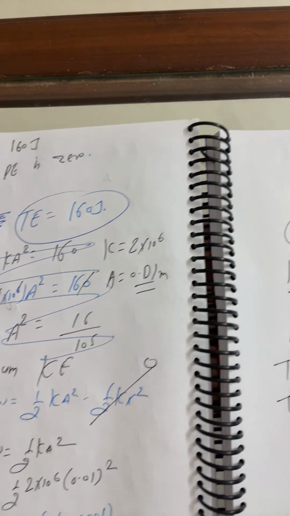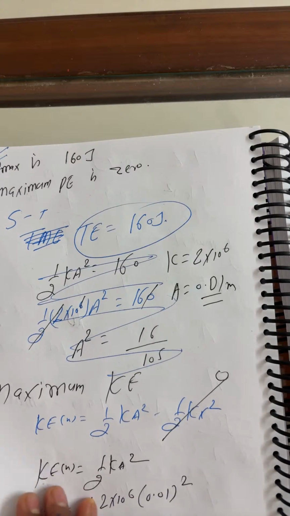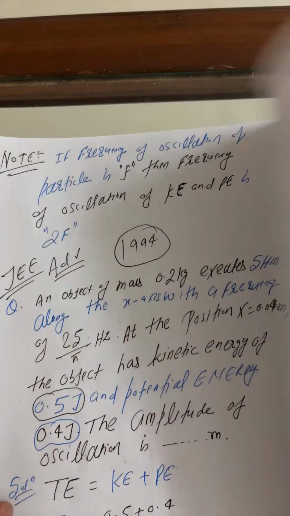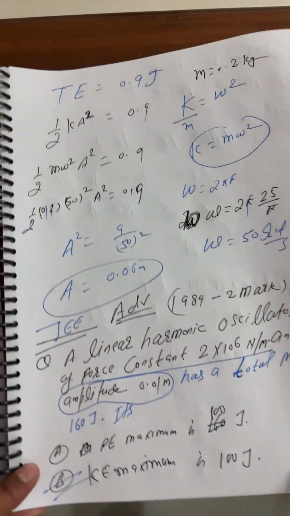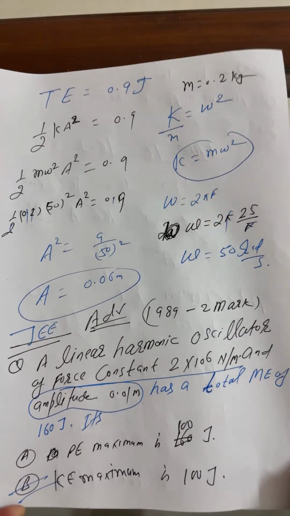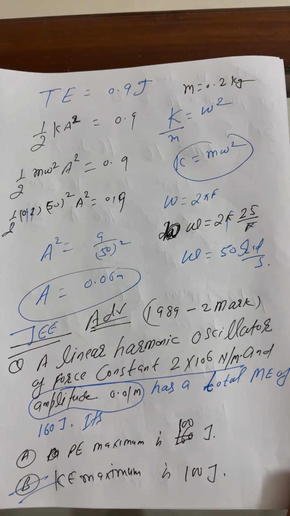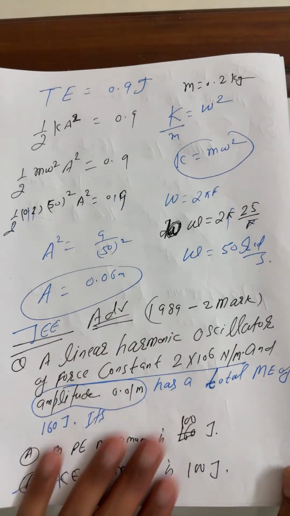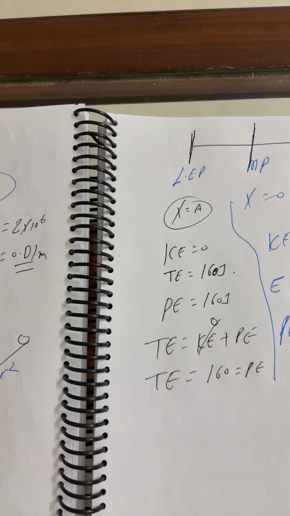So what is the correct answer for these questions here? You can say options B and C. These two are correct options. This was asked in the Advanced 1989, you can say this is 1989 here.